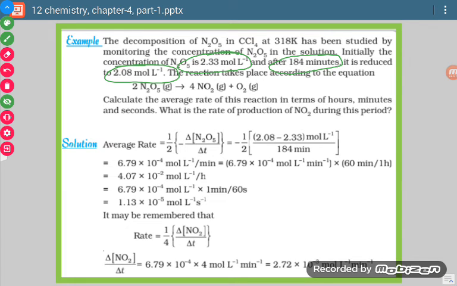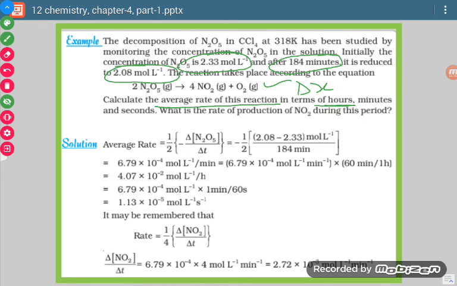So the final concentration is given, the initial concentration is given. From this we can calculate the change in concentration. Okay, the change in concentration, X denotes concentration. So whatever the substance is, we can write that in square brackets. That also gives us the molar concentration. So now the data is given, the reaction is given to us. Calculate the average rate of reaction. We have to calculate the average rate of reaction.